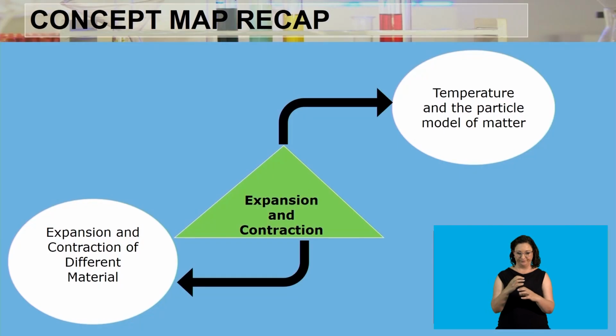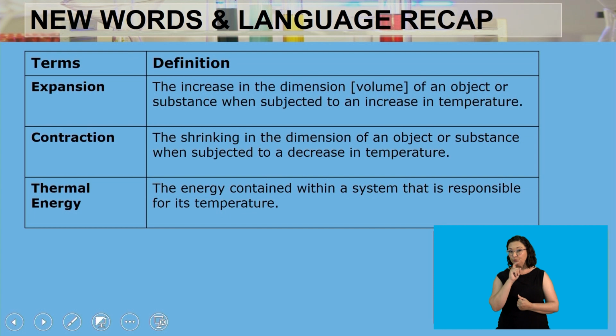So our main idea was expansion and contraction, and within that, we looked at temperature and the particle model of matter. We also went on to look at the expansion and contraction of different materials. And then we were also using certain words such as expansion, contraction, and thermal energy to better explain our main idea, which was expansion and contraction.